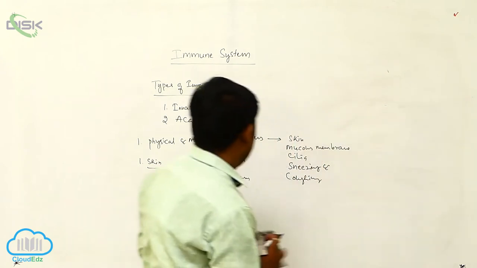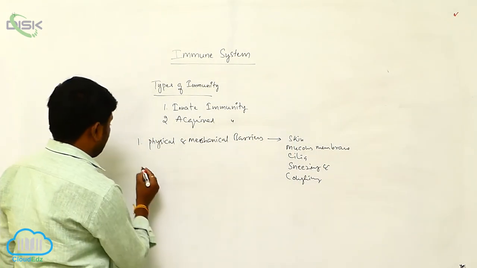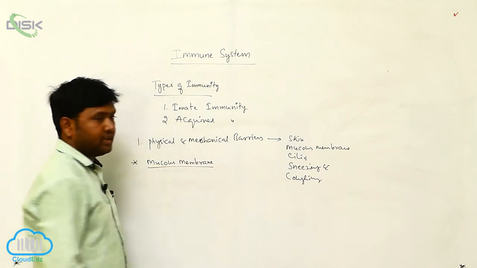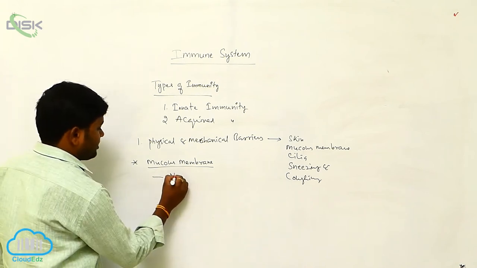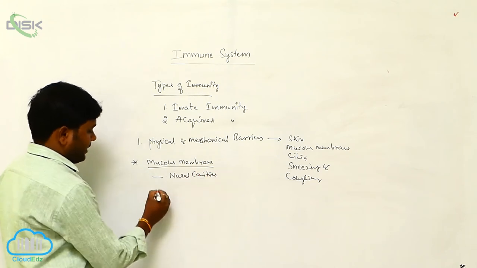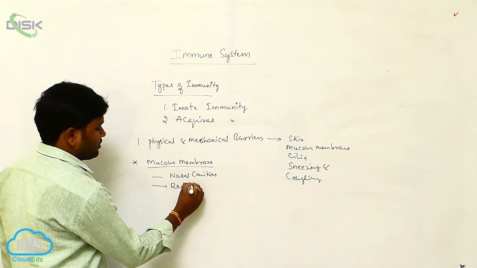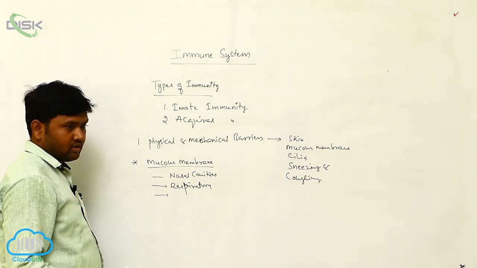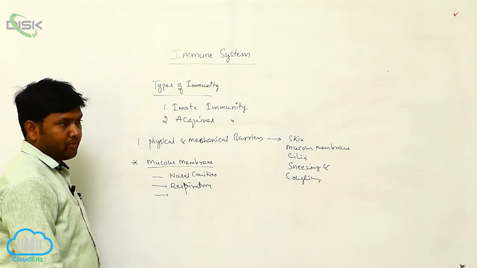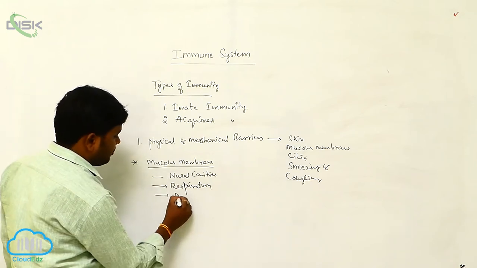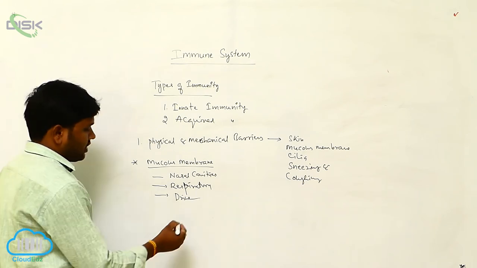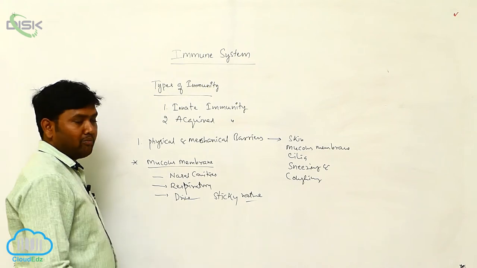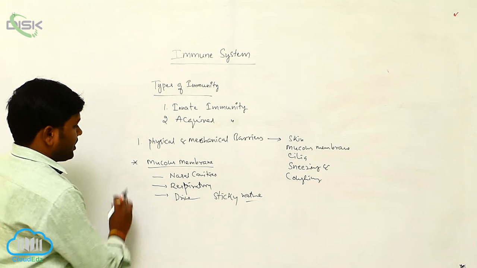And next, mucous membrane. Generally the mucous membrane is present in the nasal cavities and respiratory tracts. If any pathogen or microorganism enters these regions, the mucous membrane helps to drive it out of the body with the help of its sticky nature, trapping the microorganisms in these regions.